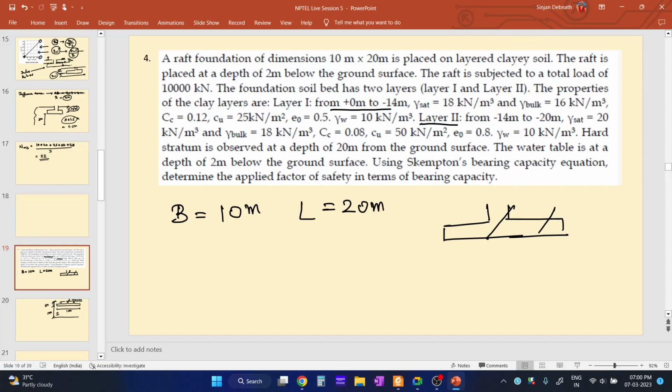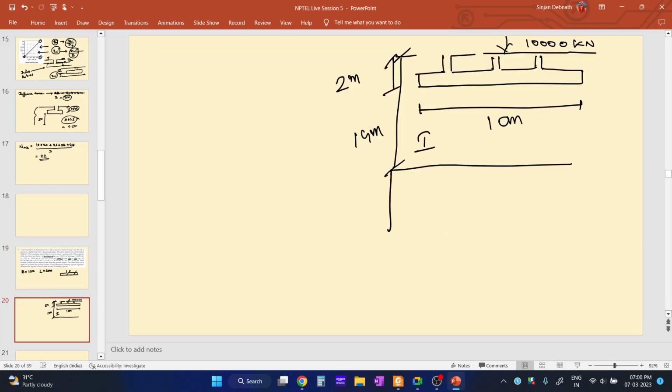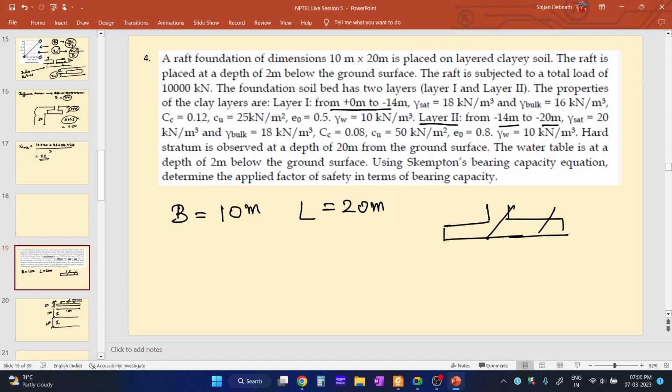And layer 2 is from 14 meter to 20 meter. That is, the thickness is 6 meters. So this is the layer 2, and the properties are given. A hard stratum is observed at a depth of 20 meter from the ground surface. That is, after the second layer, there is a hard stratum, hard soil.